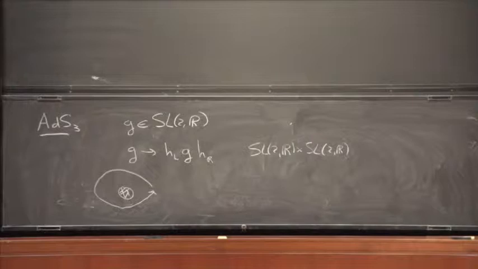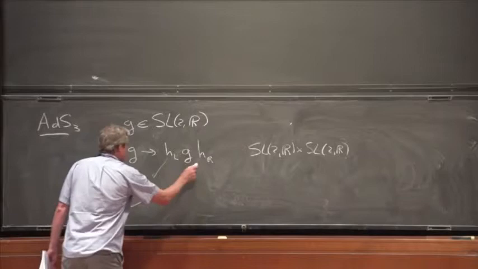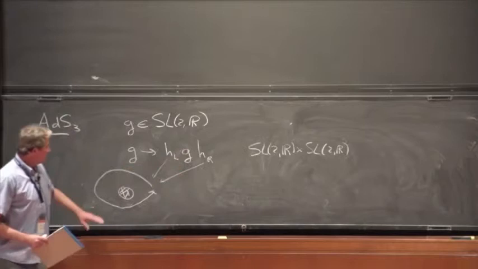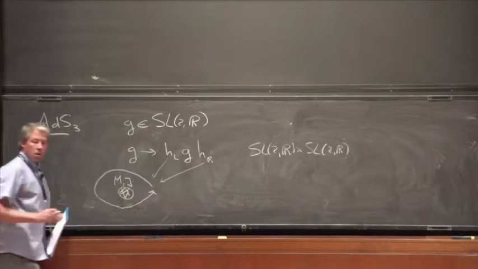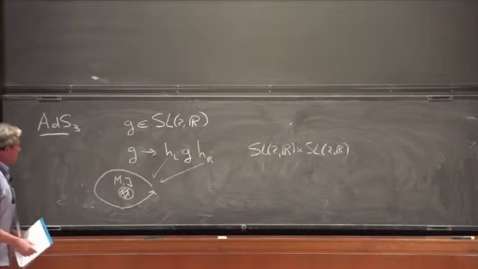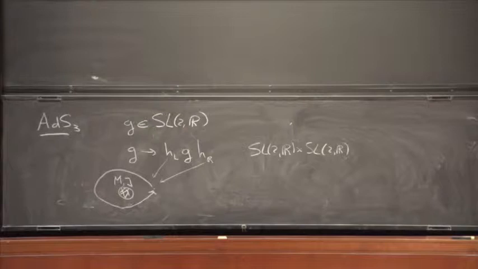And indeed, you have what we would call holonomies. And you can label those holonomies by an H left and an H right, where that H left and H right are determined in terms of the mass and the angular momentum of the object that sits here. Okay? So this is essentially all you need to know about 2 plus 1 dimensional gravity. And if indeed you were living in AdS3, this is how you would describe the gravitational interactions classically.